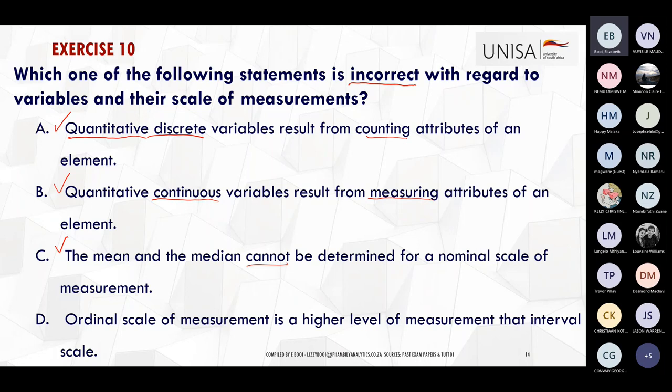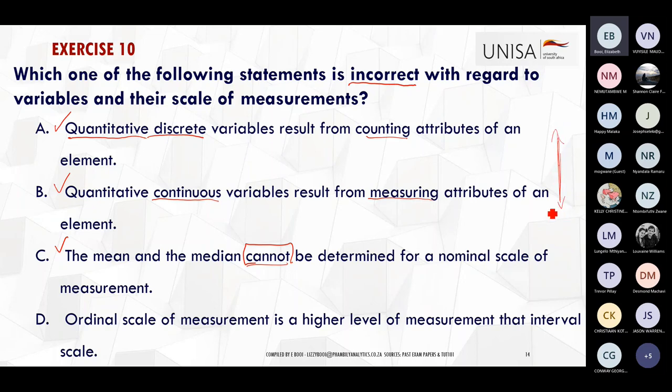So that is correct, and that is the key to the question, to that statement. We cannot determine. Yes, that's true. Ordinal scale of measurement is a higher level of measurement than interval scale. So if you looked at the notes, we do have the order.